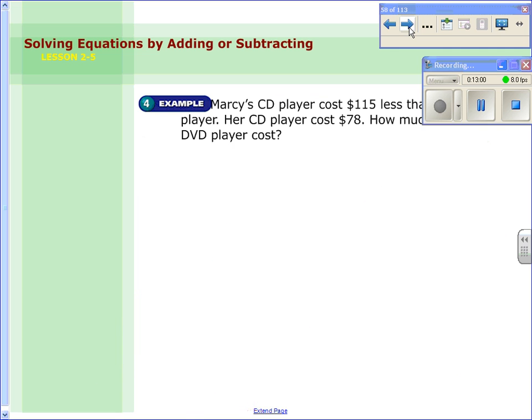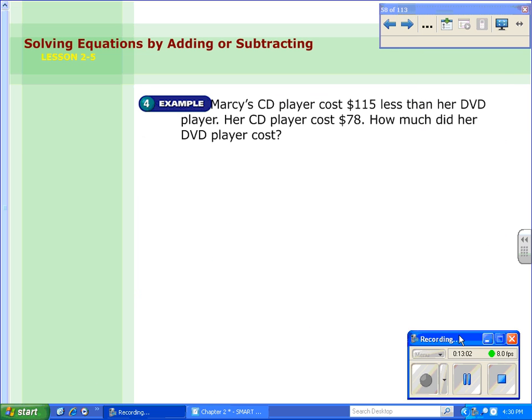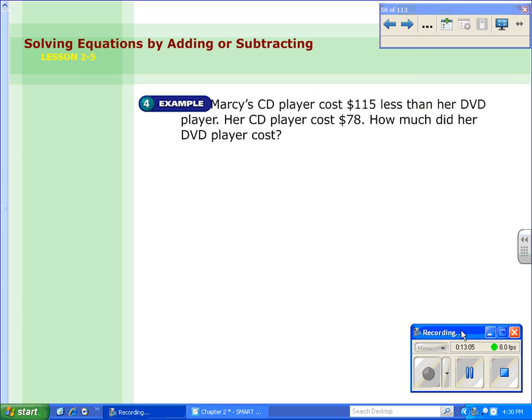All right, and here again we have another word problem. And I think I want you to try to set up the equation this time and then try to solve it. Marcy's CD player costs $115 less than her DVD player. Her CD player costs $78. How much did her DVD player cost?